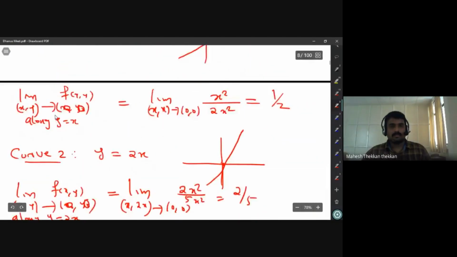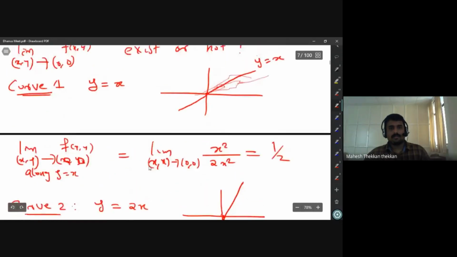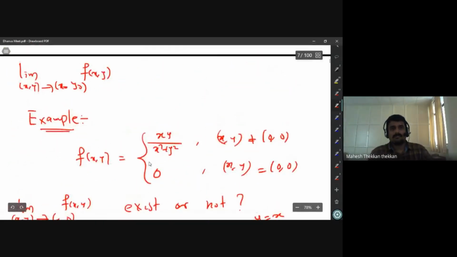But this definition will not help us to find the limit at some point, because we have to consider all the curves passing through some point, and that is practically not possible. There are infinitely many curves passing through a point. So this definition helps us to say only that the limit does not exist. In that case only it will be useful. Otherwise, for finding the limit, it is not going to be useful.